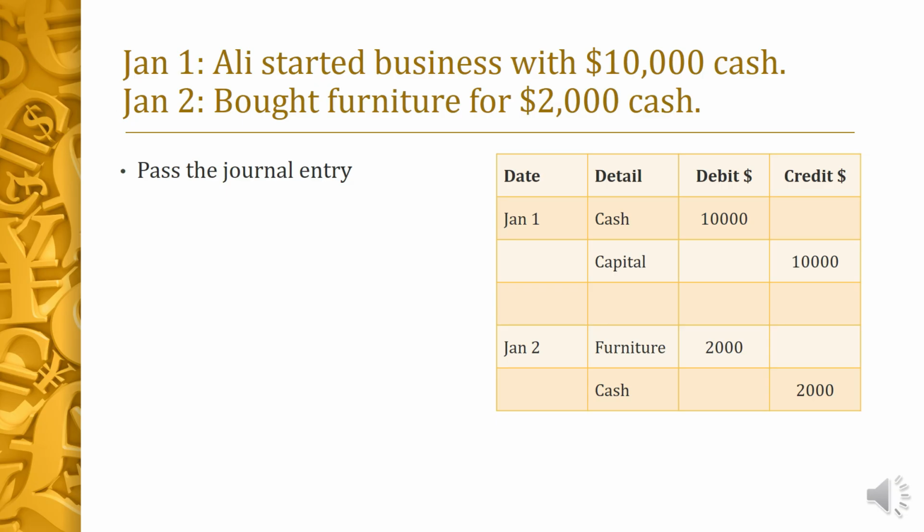Let us check transaction number 2. Bought furniture for $2,000 cash. What is coming in? Furniture. So furniture will be debited 2,000. And what is going out? Cash is going out. So cash will be credited 2,000. How are we going to post these transactions in our ledger? Let us check.